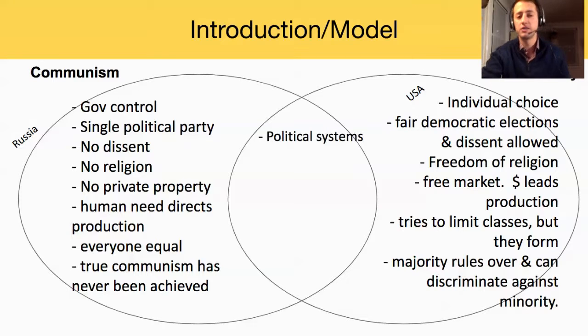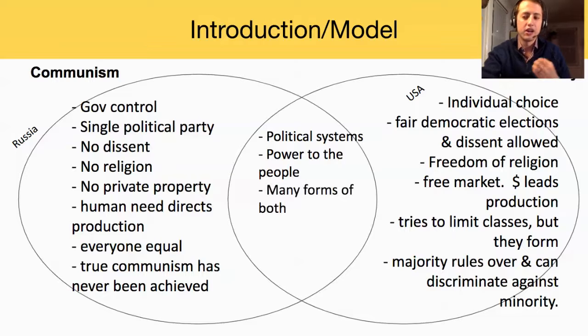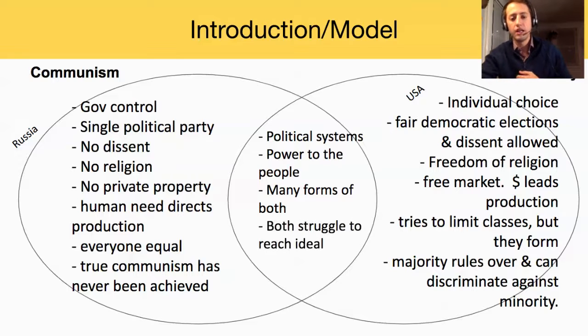But there are also similarities between the two systems. So first of all, they're both political systems, and they do both try to give the power back to the people. They're not monarchies, but in very different ways. There are many forms of both parties. So the United States is just one democracy, but there are many across the world, both today and right before World War II. And communism has expanded out of Russia. And they both struggled to reach their ideal. There are problems with both political systems, and so it's important to recognize that.